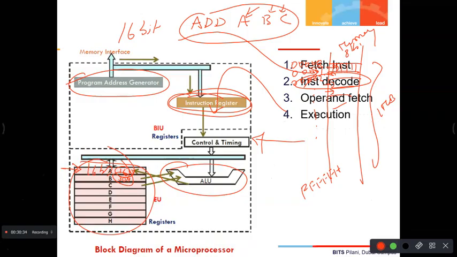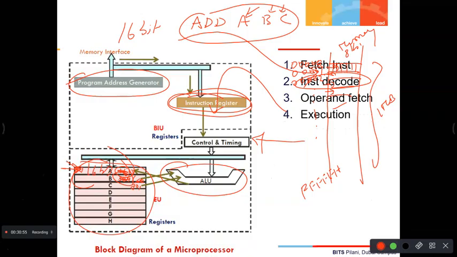Sorry, B and C here, not here. Okay, this is 16H here, 30H here. So after addition, where does it store? While execution, that is the last stage, is execution. After execution, where will the result be stored? It will be stored in the A register.